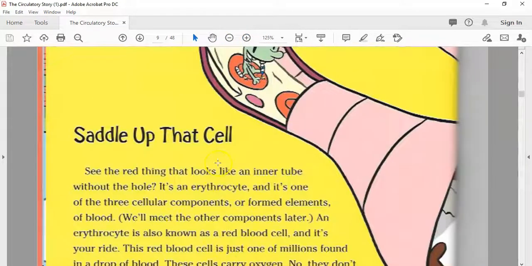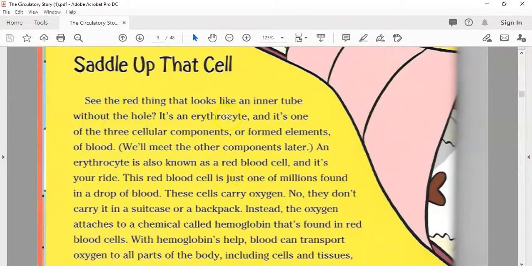Let's zoom in. And it says, see the red thing that looks like an inner tube without the hole? It's an erythrocyte, and it's one of the 3 cellular components or formed elements of blood. We'll meet the other components later. An erythrocyte is also known as a red blood cell, and it's your ride.